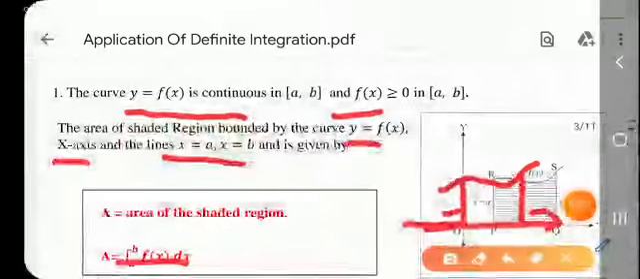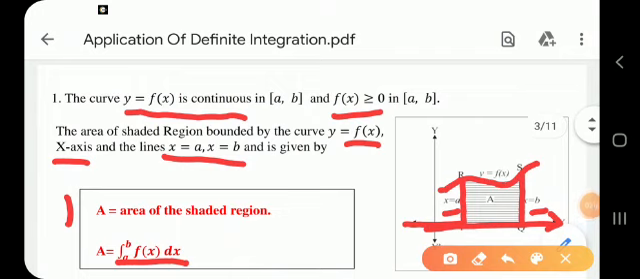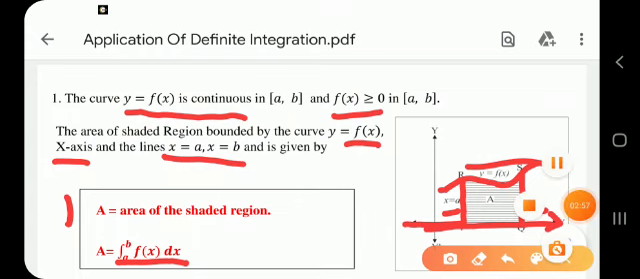We find this area by using this formula. So everyone remember this. Okay, let's go with next part.